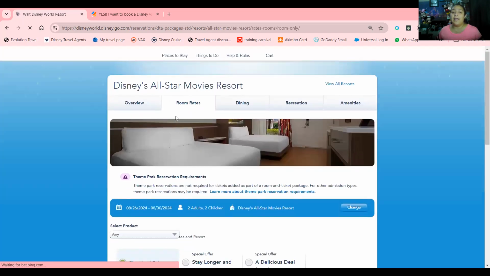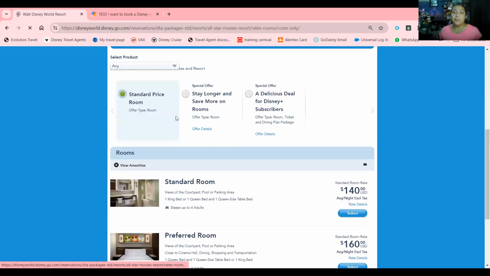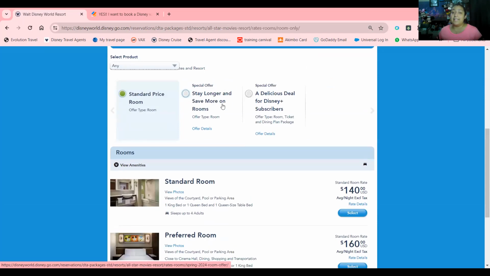Now, know that if you scroll down, you will see any specials going on, right? So for example, stay longer and save more. This one says a delicious deal for Disney Plus subscribers. So this is very important too. Sometimes they have specials for Disney subscribers, for people that have the Disney credit card. They have some rates with that also. So knowing that can help you as well.